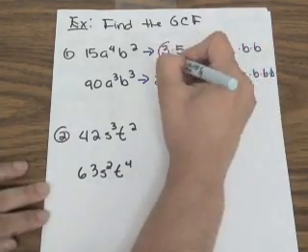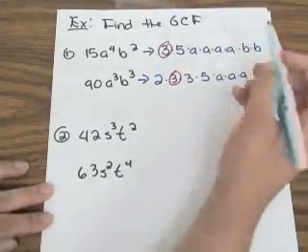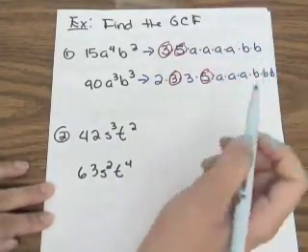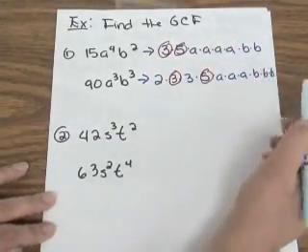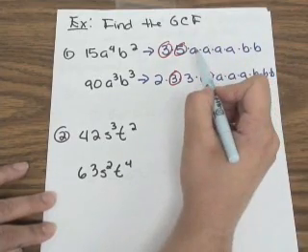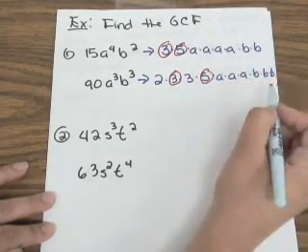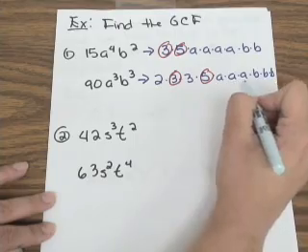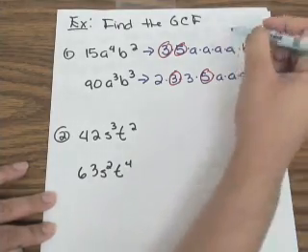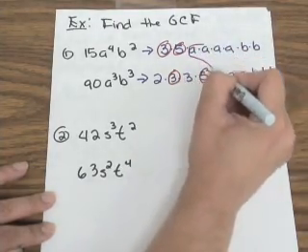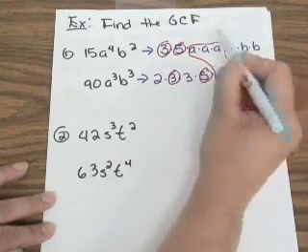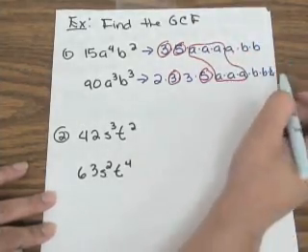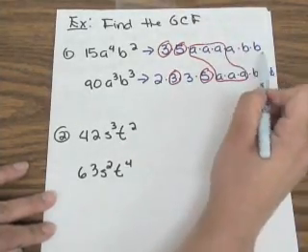Now let's see how many a's they have in common. The first term has 1, 2, 3, 4 a's, and the second term has 1, 2, 3 a's. That means it's only possible for them to have 3 a's in common. Now let's look at the b's. The first term has 2 b's and the second term has 3. Again, it's only possible to have the 2 b's in common.